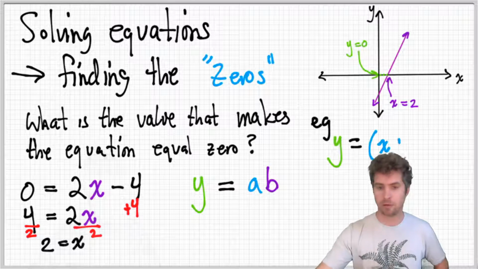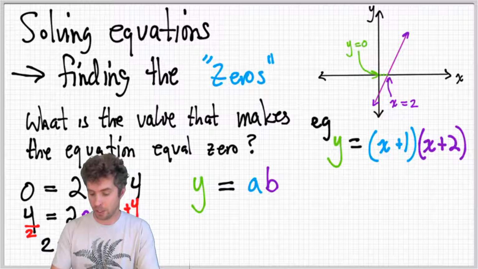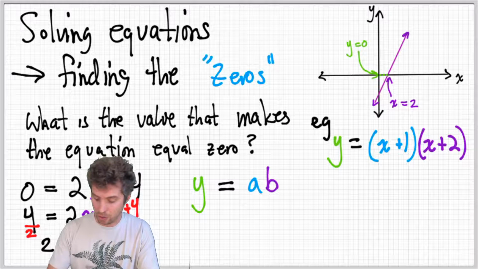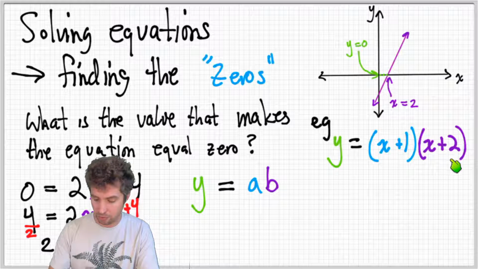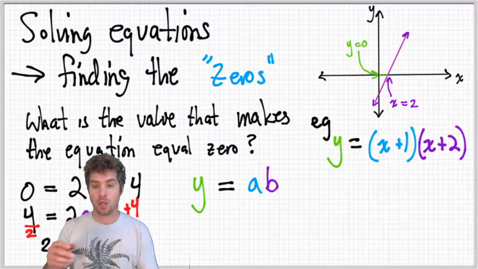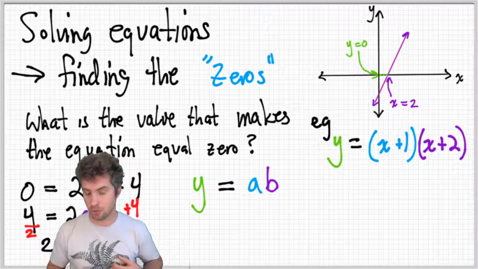But if you think about it, one example of equations that take this form are when we have something like, say, x plus 1 times x plus 2, right? We have one thing times another, just like we have a times b. A is kind of the x plus 1, and b is the x plus 2, right?